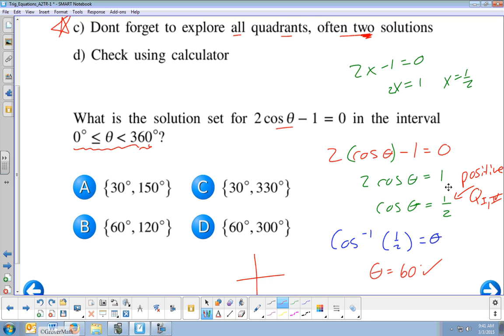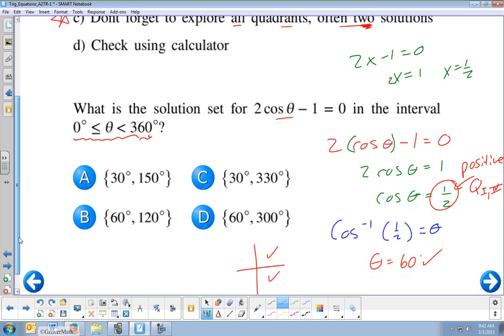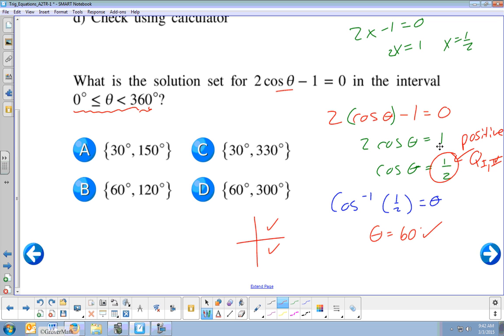And so the fact that we have a positive 1/2 here tells us that the function is positive. And where is cosine positive? Well, remember, cosine is like the x value. The x value is positive in quadrants 1 and 4. So you can type it in your calculator, but your calculator is only going to give you one answer. You have to figure out the other.